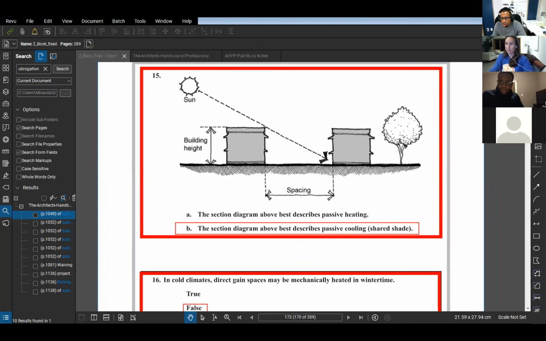So the sun is being... spacing this building and hiding this building so that the sun can still go into this space, right? Passive cooling would be if you put a closure so that the sun doesn't heat it and doesn't go in. For some reason I thought it was shading, but it does have full sun. It's not shading because the sun is going right through.